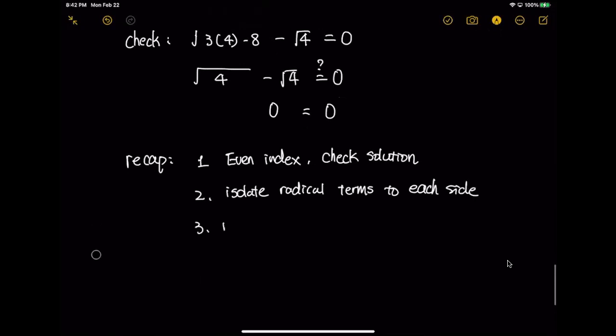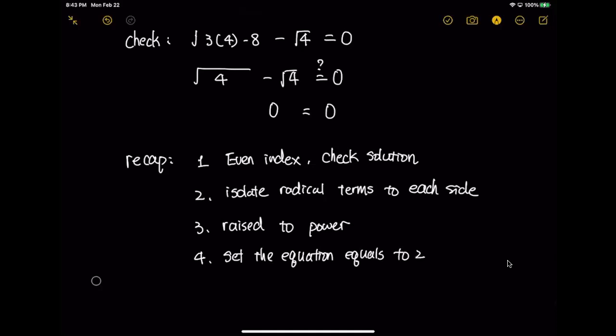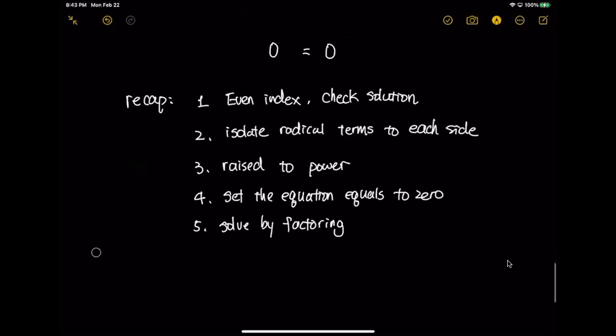And then I raise it to whatever power that I need to. The next step is to set the equation equal to 0. The fifth step is to solve for x by factoring or whatever method you want to use. The last step is to check your solution, and then you circle it and determine which one is the solution.